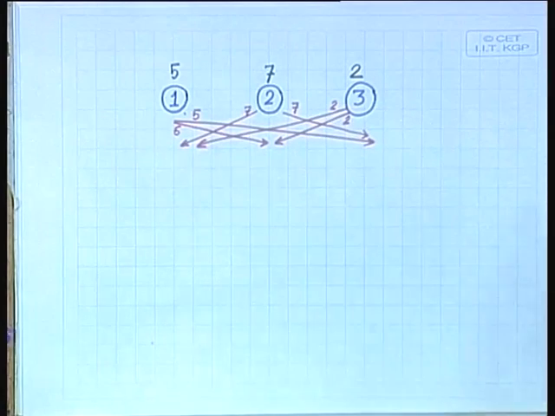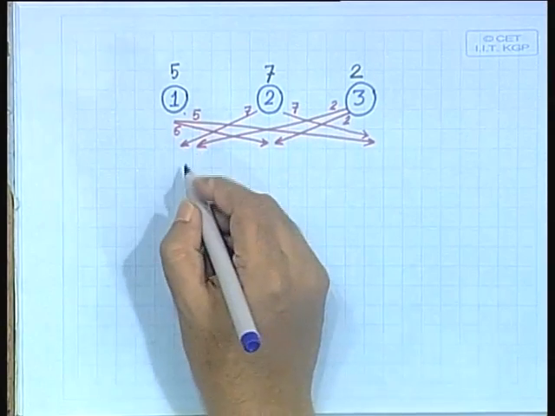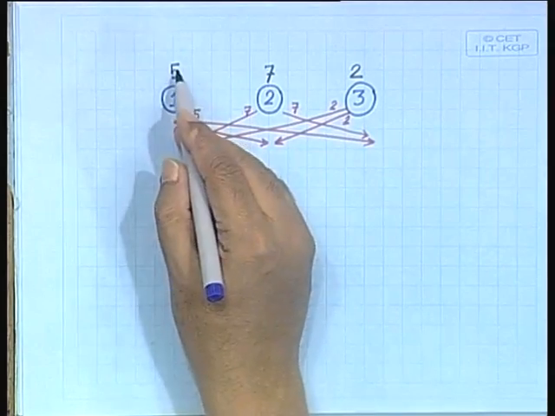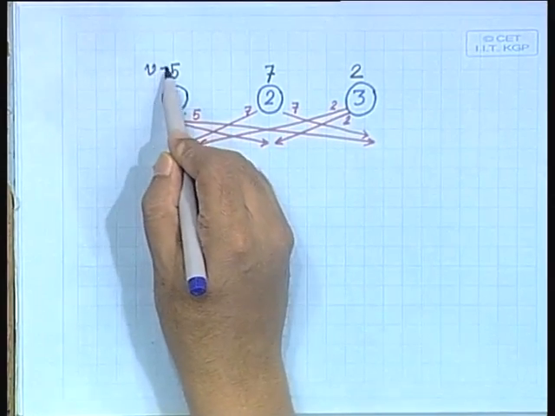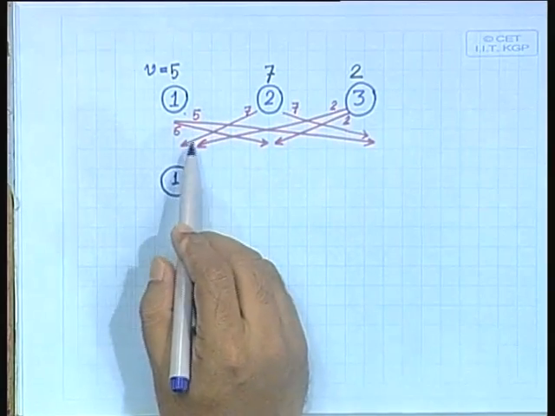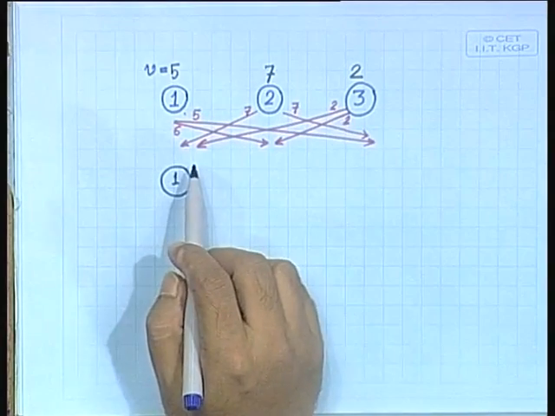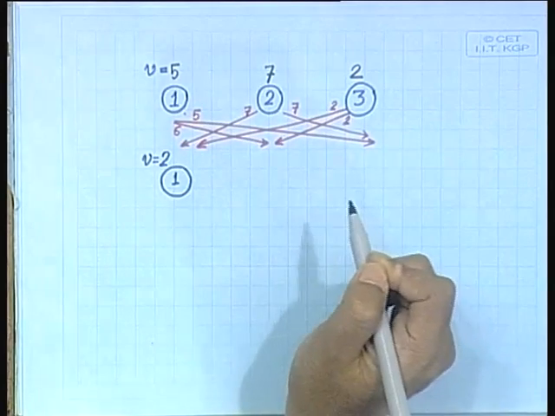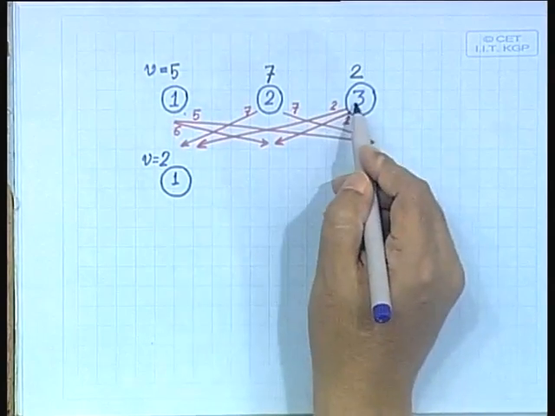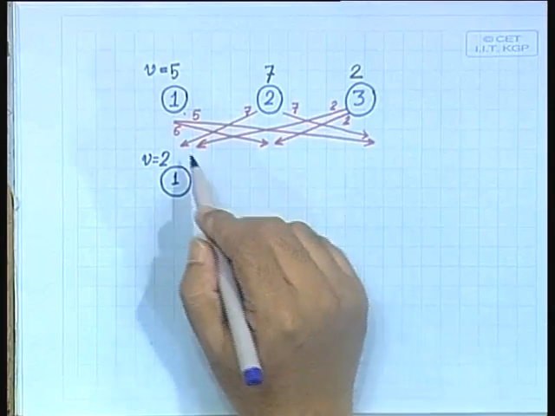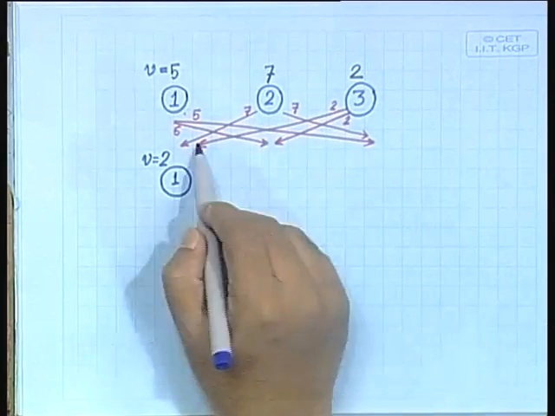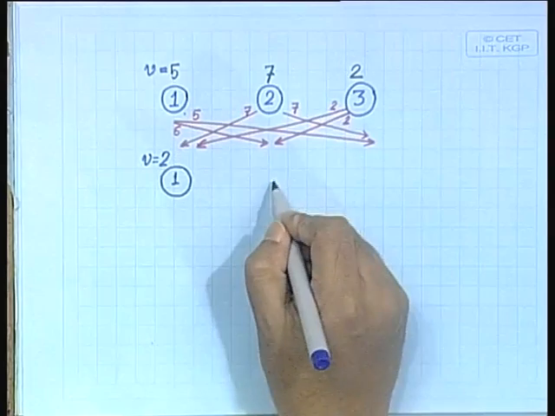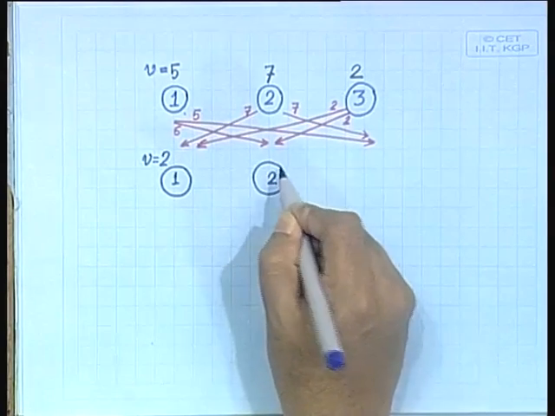Now, at the end of first round what happens? At the end of first round, the value of V is revised to the minimum of all the values that it has received. So, V becomes 2. Why 2? Because 3 had sent the value 2, and that is the minimum. It has got 2 from this, 7 from here, and its own was 5. So, 2. So, what will this one do?